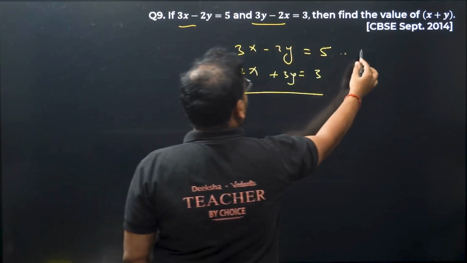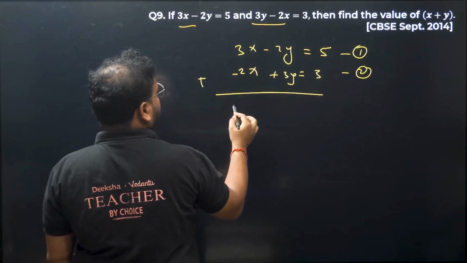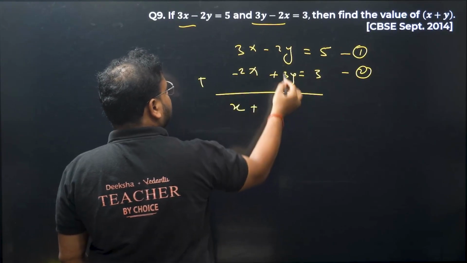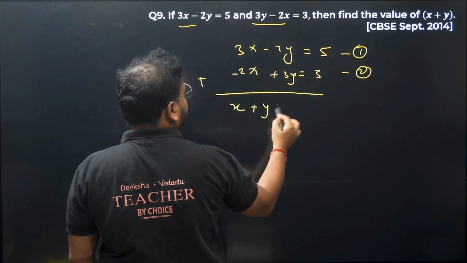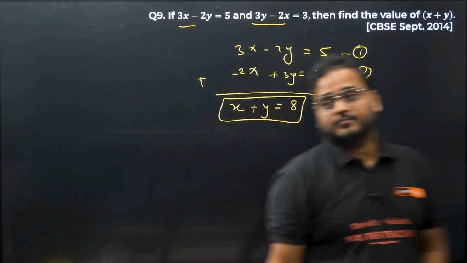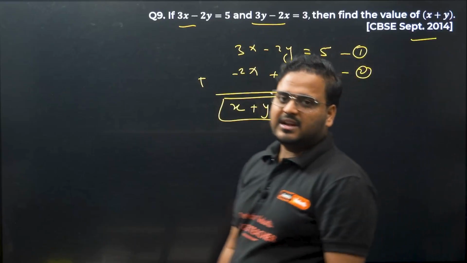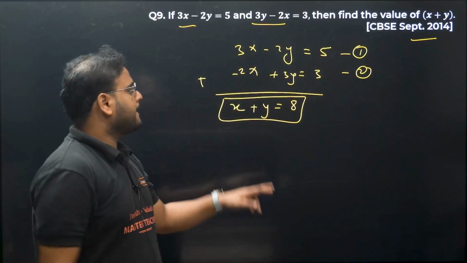Add equation 1 and 2. Add them. 3x minus 2x is what? x. 3y minus 2y is what? y. 5 plus 3 is 8. My answer is x plus y equal to 8. It's a PYQ, September, the reattempt which is given, that question.